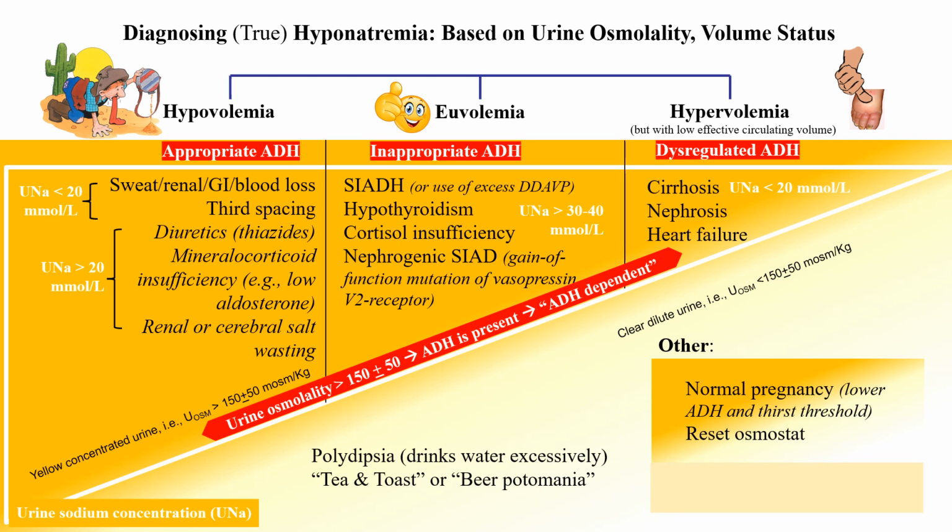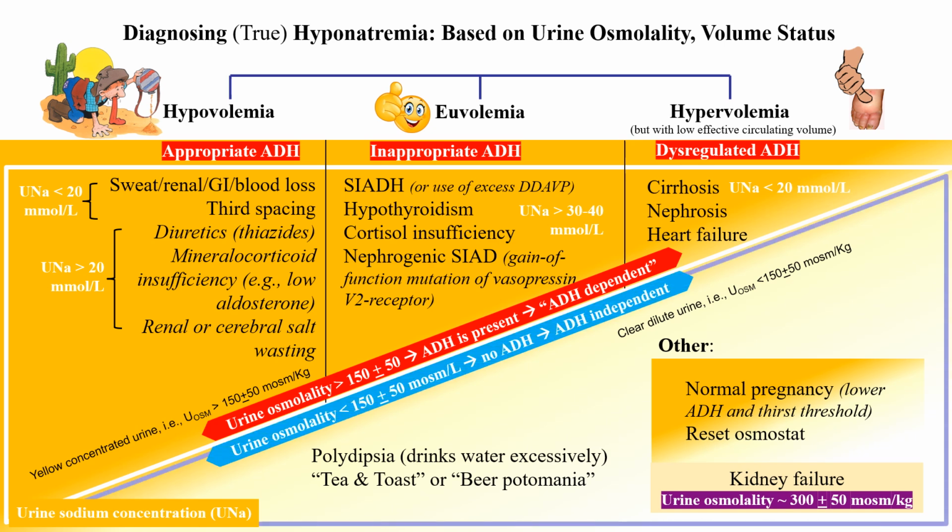Finally, in patients with kidney failure, the kidneys can no longer adjust their urine osmolality based on the body's need for water. In this case, the urine typically remains relatively isotonic to the plasma regardless of volume status. The urine osmolality is more or less around 300 milliosmoles per kg. Patients with kidney failure can easily develop hyponatremia when they ingest any little excess amount of water.